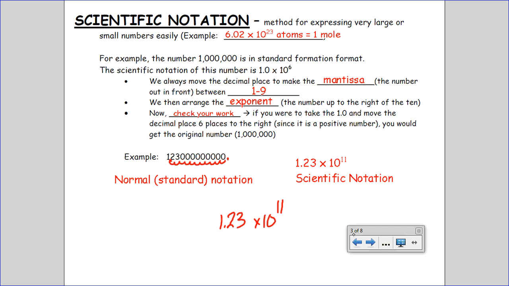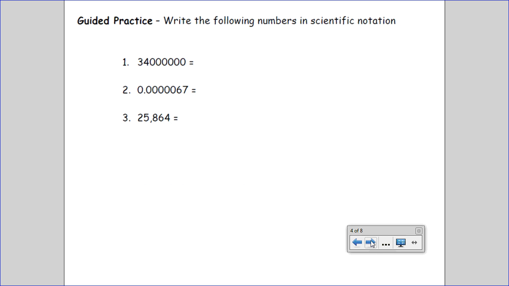So let's try a little bit of practice. Write the following numbers in scientific notation. First things first, you decide where the decimal place is now and where the decimal place needs to end up. If we're going to move this decimal place from the end, 1, 2, 3, 4, 5, 6, 7 spots, that means our exponent is going to be times 10 to the 7th. And our mantissa is going to be 3.4, so 3.4 times 10 to the 7th. That's taking a large number and turning it into scientific notation.